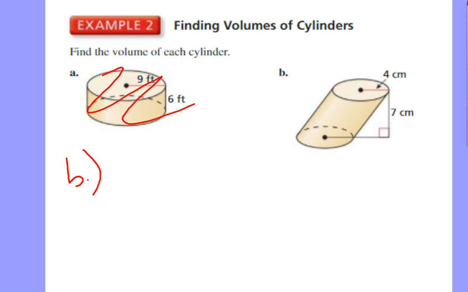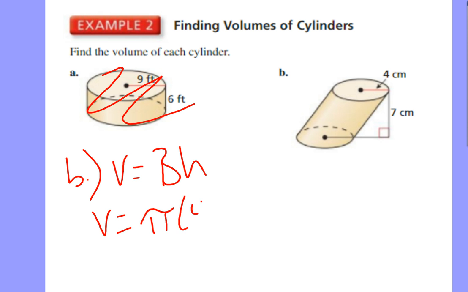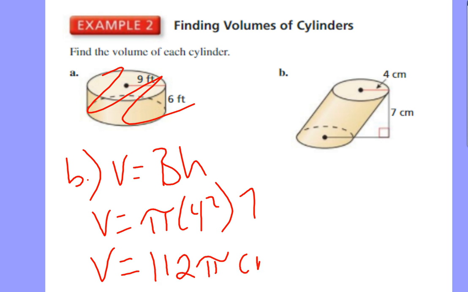So for part B, the volume is still big B times H. The volume is going to be pi r squared, for 4 squared, times the height of 7. So the volume is going to be 16 times 7 pi, or 112 pi centimeters cubed. And again, I'm just going to leave it in terms of pi because that's exact, and it didn't tell me otherwise in these two particular examples.